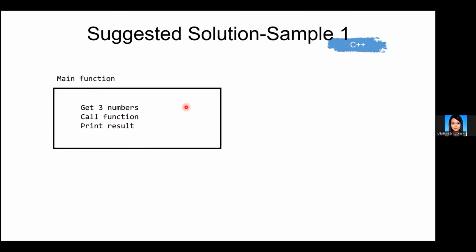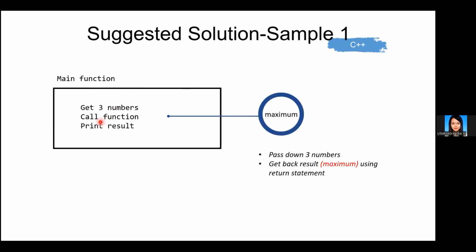Then only we can proceed, right? So the first task, we get the 3 numbers from the user. The second task is we need to call a function. I want to call a function called maximum so that this function can be used to find the maximum among these 3 numbers. Okay, so what we need to do is decide, is there any information that we need to pass down to this maximum function? Of course, yes, we need to pass down the 3 numbers entered by the user. So that's why I put pass down 3 numbers here.